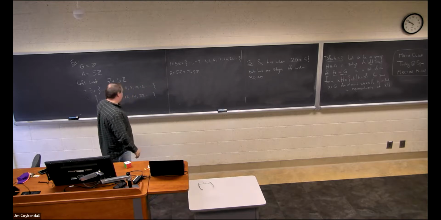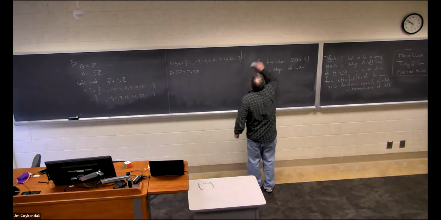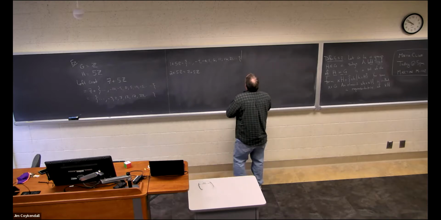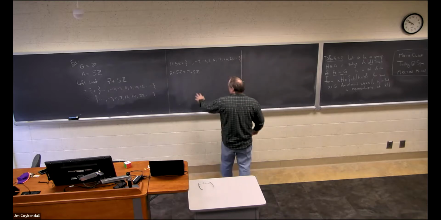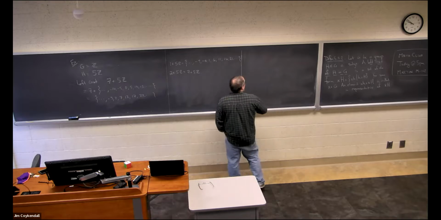It gives you the same set of things. Let me give you another example. And this is why we use the word left. Left versus right coset doesn't matter here because the operation is abelian.